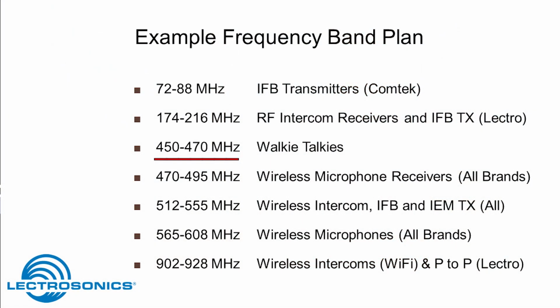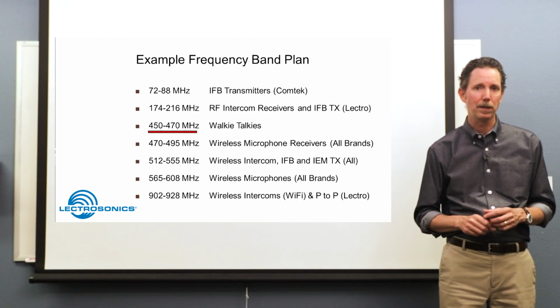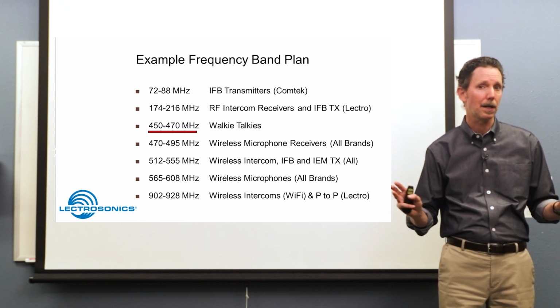Next up, 450 to 470, that's your land mobile radio or walkie-talkies. And those can be very high-powered devices up to 4 and 5 watts, which can be a real problem if they're right next to your wireless mic receivers. So you want to keep those away if you can and keep the power of those systems down as low as possible. Most live events do not need 5 watts of power out of a walkie-talkie. 1 watt would be more than enough, and maybe even a half a watt would cover an entire area.